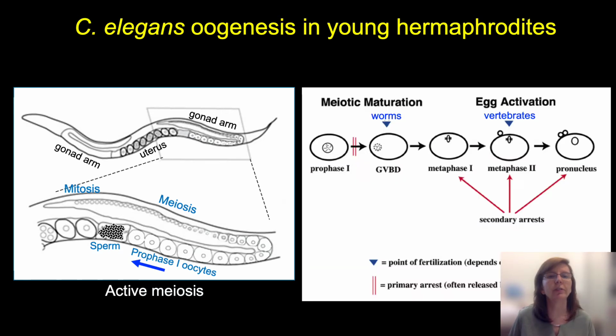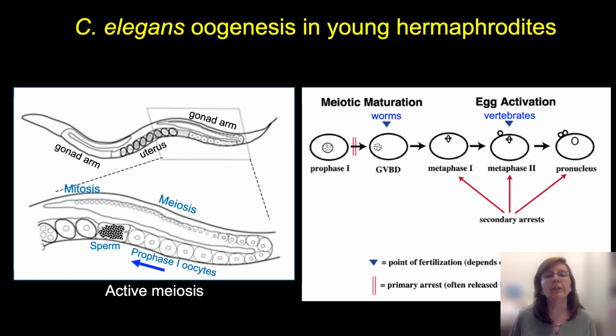In contrast, on the right, I wanted to point out, before I tell you about a contrast, some comparisons and contrast with meiotic arrest in different species. So for comparison, in all species, primary arrest occurs at prophase I. So I just showed you that for C. elegans, and that is true for insects, vertebrates, including mammals.